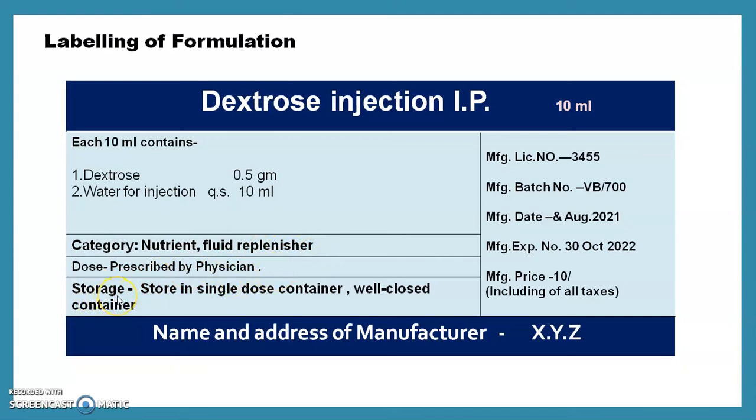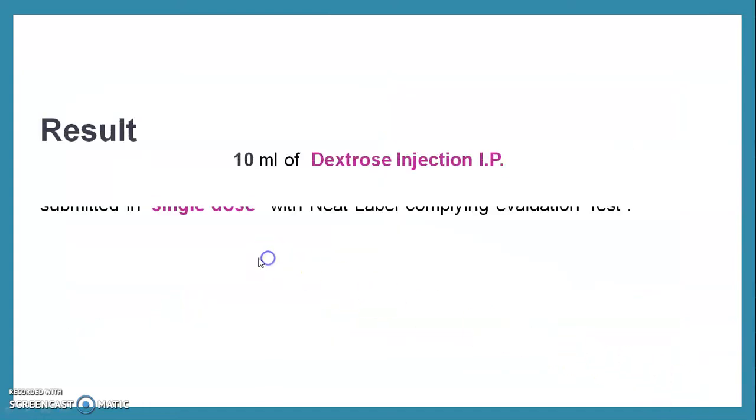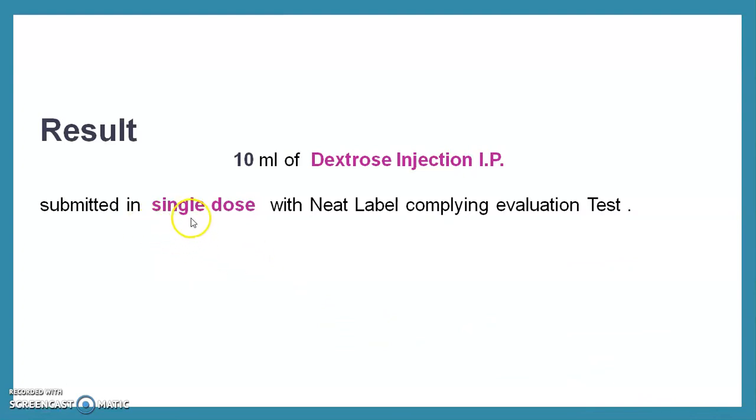Storage condition: it should be stored in a single dose, well closed container. Then the label should contain the manufacturing license number, manufacturing batch number, manufacturing date, expiry date, and maximum retail price of your product. And at the bottom of the label should be the name and address of the manufacturer. In this way the label should be done. Then the result is written as 10 ml of dextrose injection IP is submitted in a single dose with a neat label, complying with the evaluation tests.